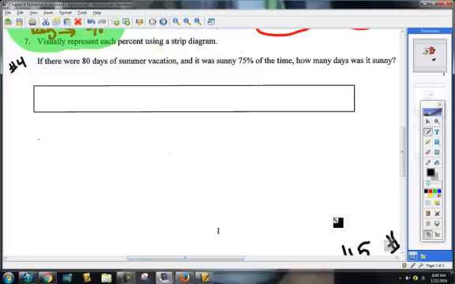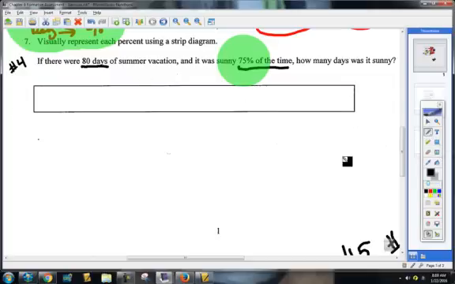Now here's a strip diagram. There are a couple different ways you could do this strip diagram, so I'm not going to do both, but I'll explain both. We're going to visually represent each percent using a strip diagram. If there were 80 days of summer vacation and it was sunny 75% of the time, how many days was it sunny? Well, what did I always tell you guys, you always got to identify the percent first, correct? Absolutely. We always identify the percent first because that's going to tell us how to cut our strip diagram up.